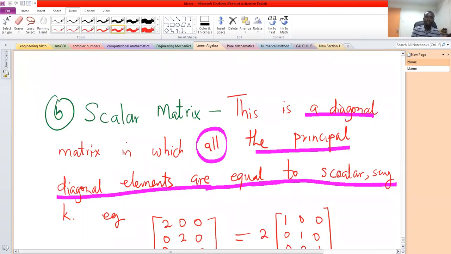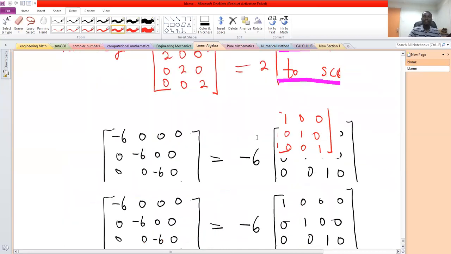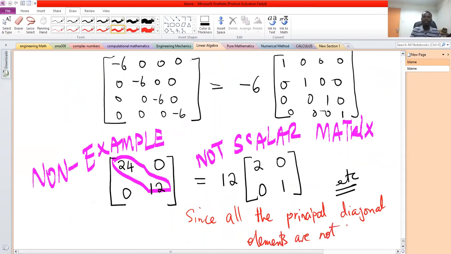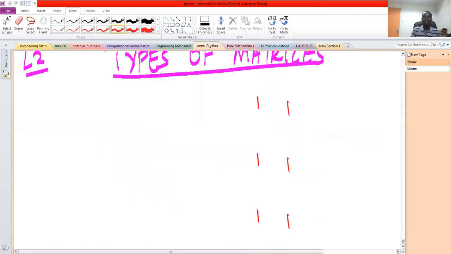So please correct that. This example here is not a scalar matrix since all the principal diagonal elements are not equal. So that's what disqualifies it. Despite the fact that you can factor out 12, you see this number and this number are not the same. So this is not an example of a scalar matrix. For us to make it an example of a scalar matrix, either we make this one 12 and this one 12, or make this one 24 and this one 24, so that all those numbers are the same. Please correct that.